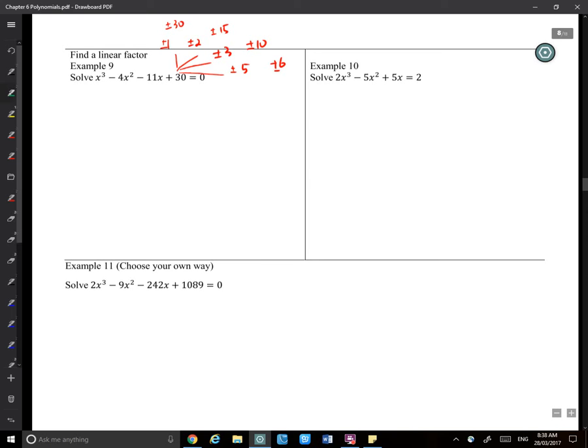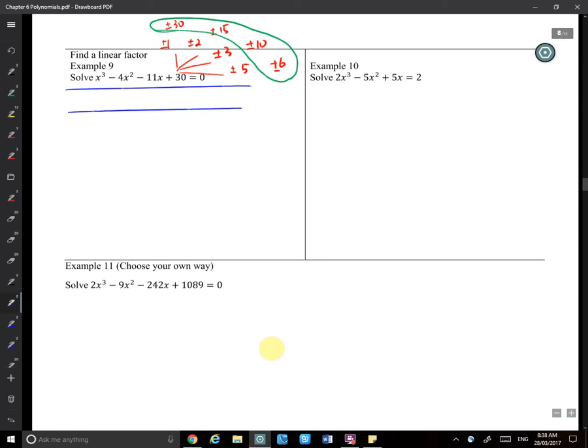But this side is very unlikely to happen. It must be in between 1, 2, 3, 5. So we'll start to set up this box to work on it. We have 1, -4, -11, and 30. Right-hand side must be 0.